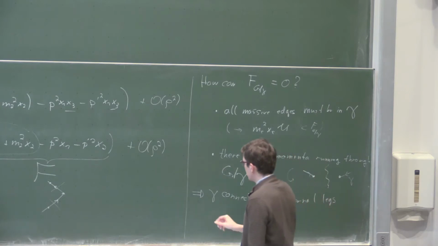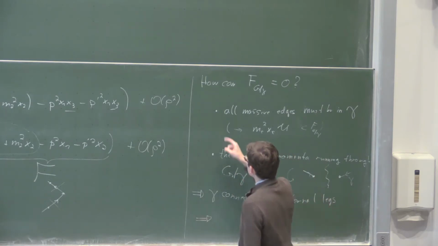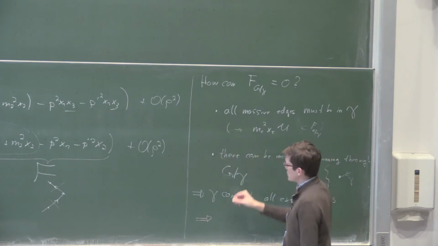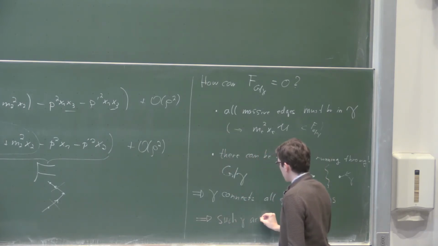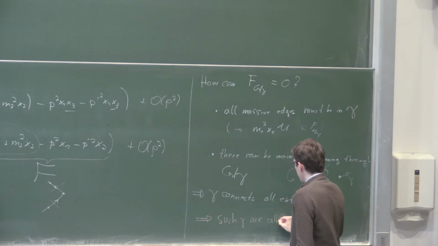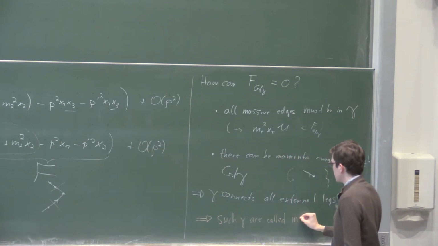Now these graphs, so little gammas which fulfill these two constraints, you might call them, so Francis Brown calls them mass momentum spanning.